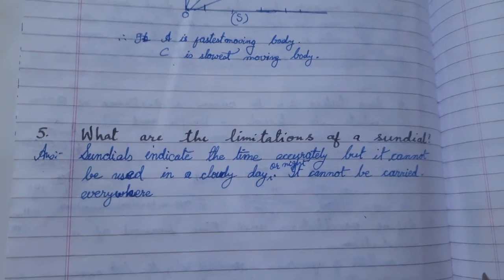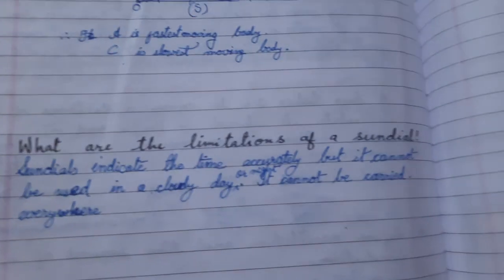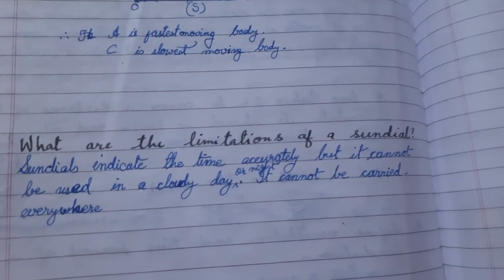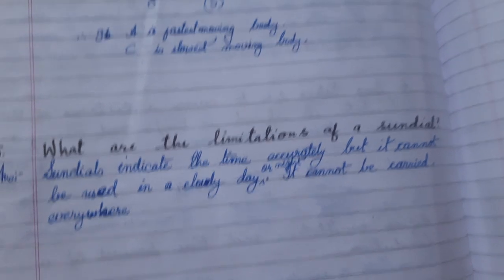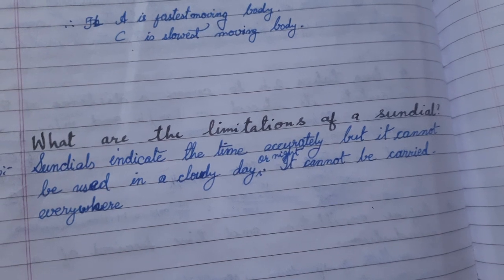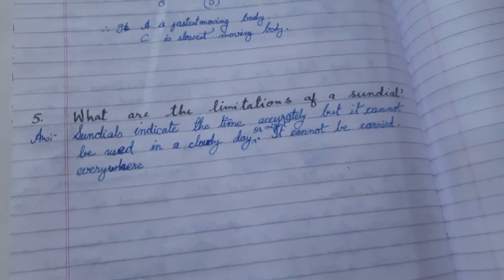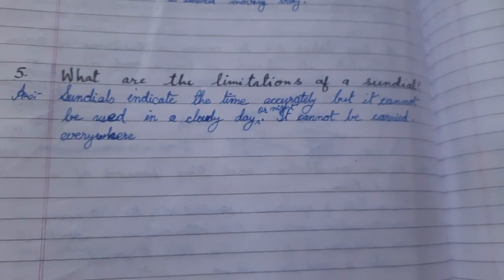What are the limitations of a sundial? A sundial indicates the time, not so accurately, and it cannot be used on a cloudy day or at night. It cannot be carried everywhere because a sundial is made according to the latitude of a place. It is only for a fixed area, and you can set the time in a fixed position only.